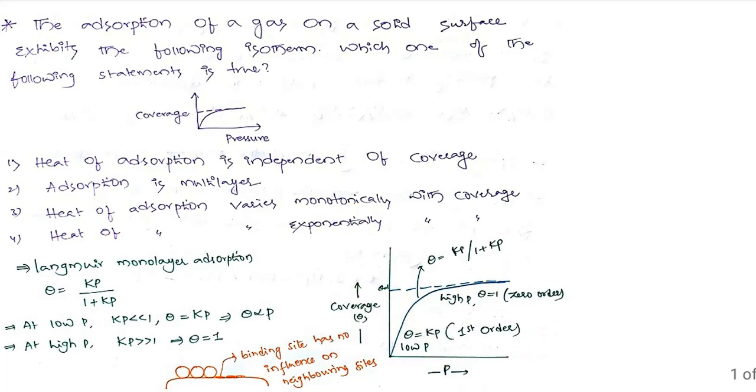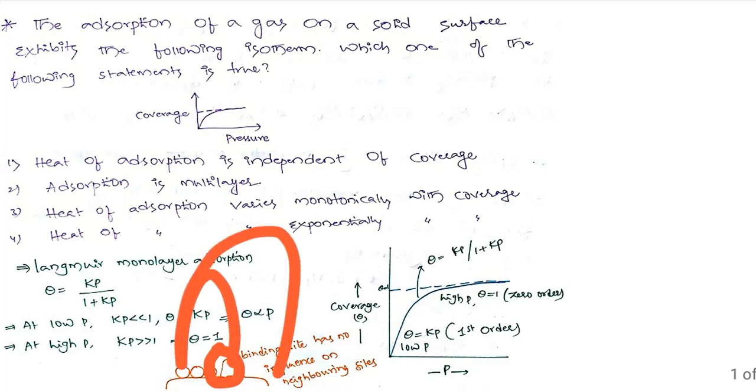Whereas at high pressure, Kp, that means theta is simply equal to 1, and here we cannot consider pressure. The coverage is not depending on the pressure. And from this analysis, we can say that heat of adsorption or enthalpy of adsorption is independent of coverage. So this is the assumption of Langmuir, that the binding site has no influence on neighboring sites where the gaseous particles can adsorb. So the first statement is the correct one for the given problem.